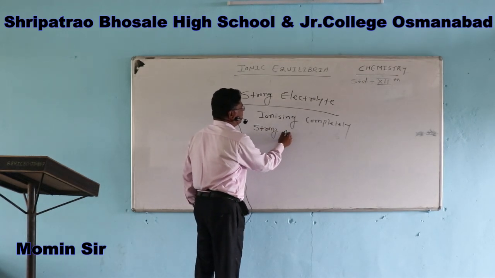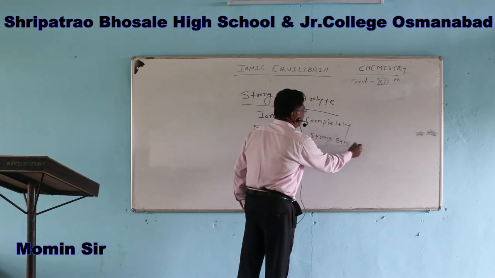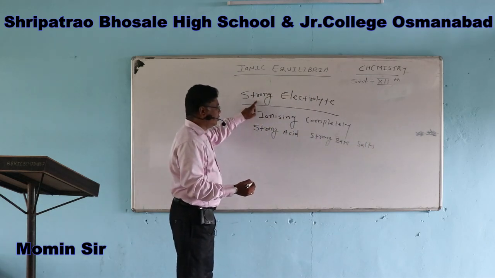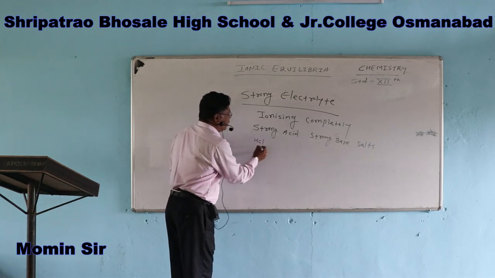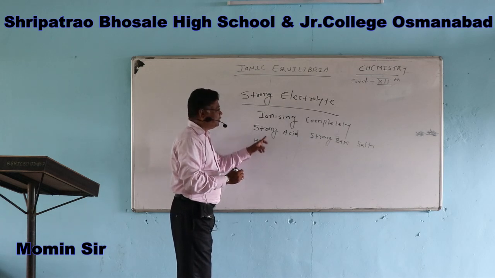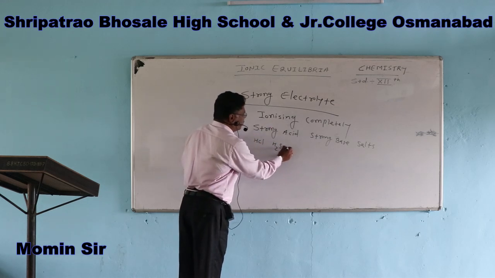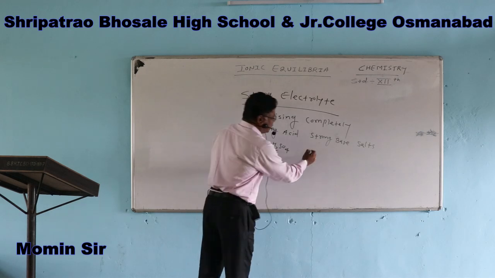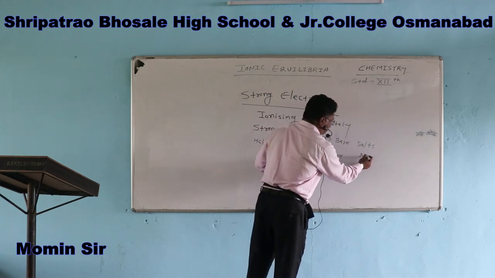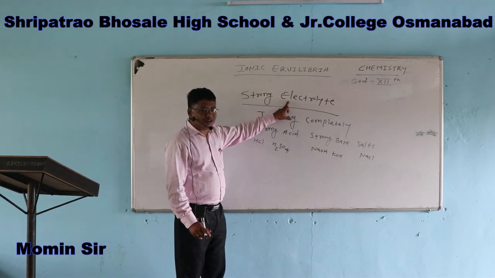Strong acid, strong base and salts are the examples of strong electrolytes. For example, HCl, hydrogen chloride, is an example of a strong acid because it ionizes completely. Similarly, H2SO4, sulfuric acid, a strong base like NaOH, KOH, and a salt like NaCl. These are a few examples of strong electrolytes.